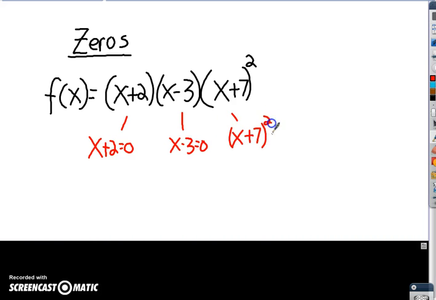Now, this is a very, very, very easy problem in terms of what we're going to do in this chapter. We square root here. We get x plus 7 equals 0. And then we solve, we get x equal to negative 7.